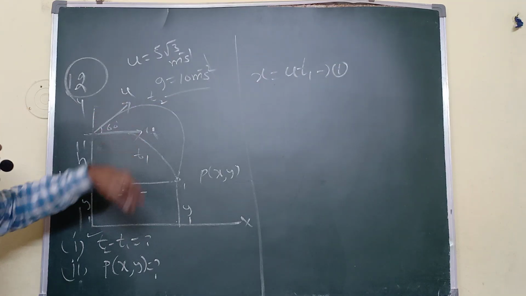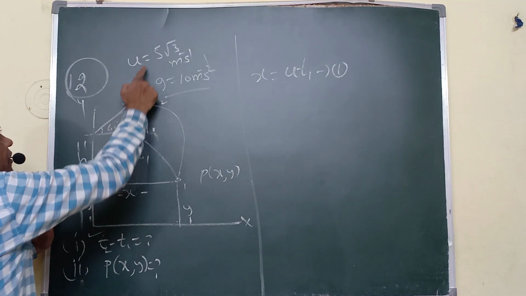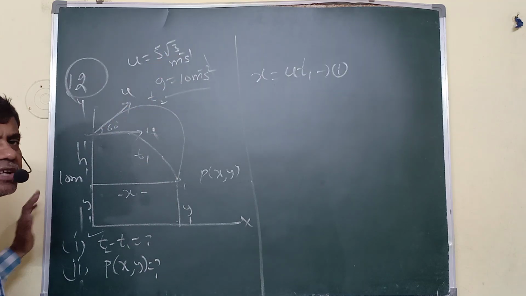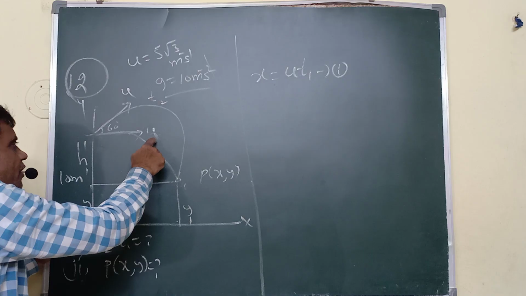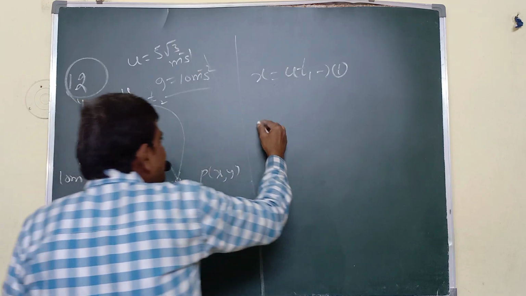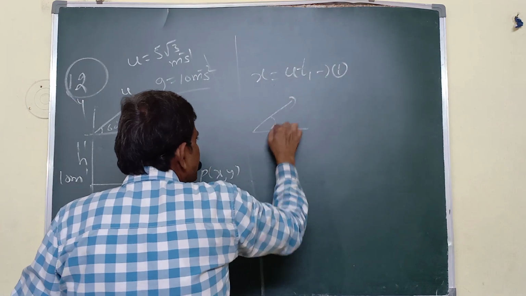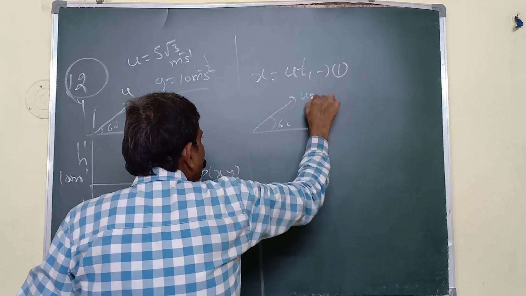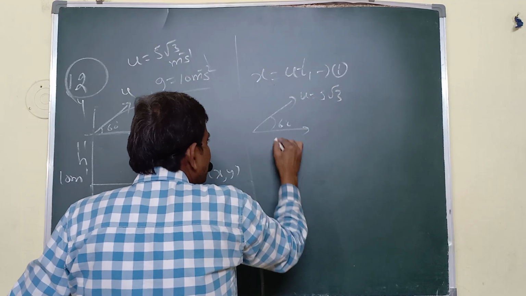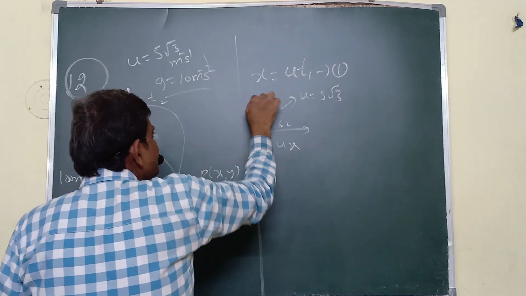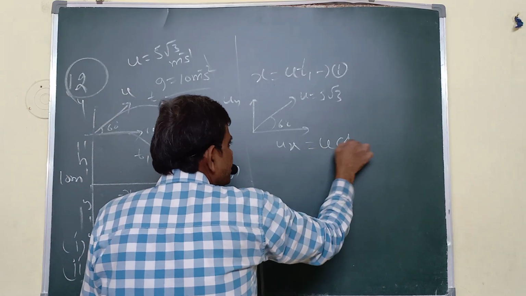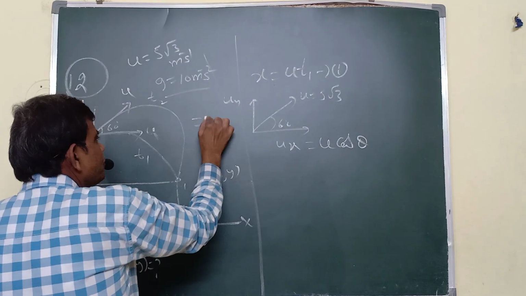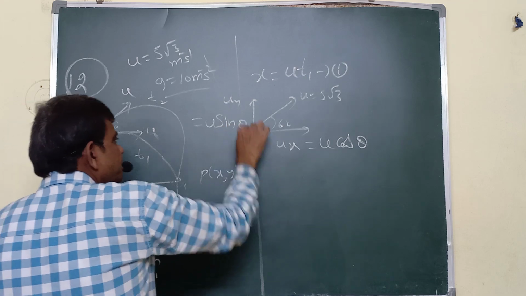In the second bullet case, what happens? Here the U value is given as 5√3 meter per second. The g value is also given, that is 10 meter per second square. So according to resolution of vectors, you take this as 60 degrees and U value 5√3. So automatically this is Ux and this is Uy. What about Ux? U cos theta. And what about Uy? U sin theta.